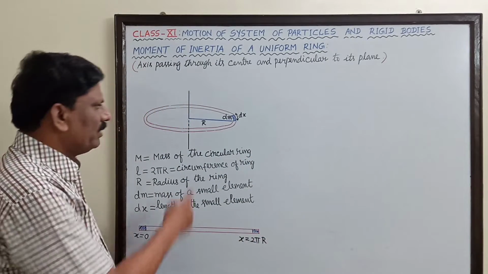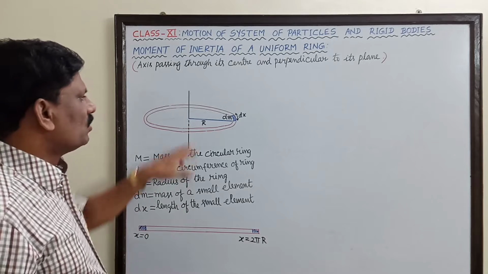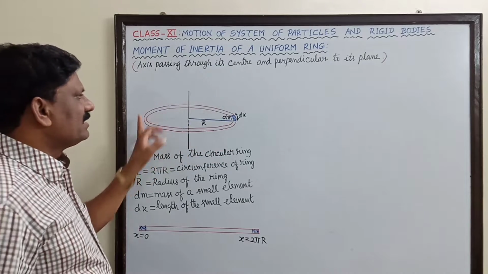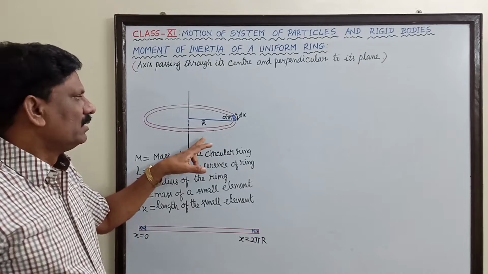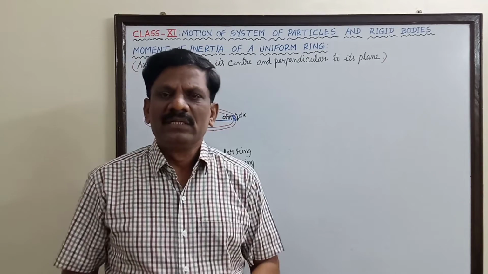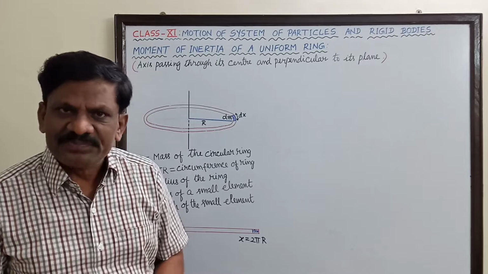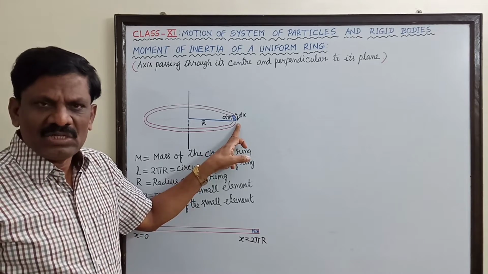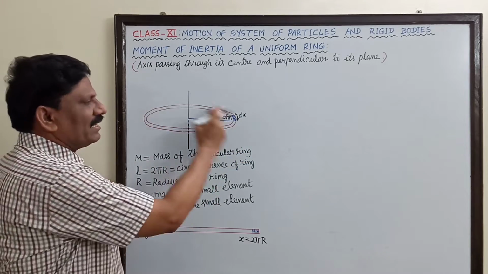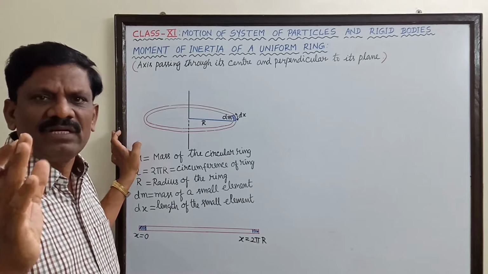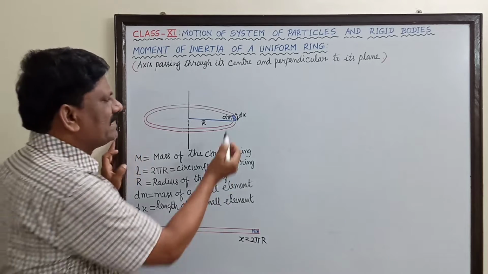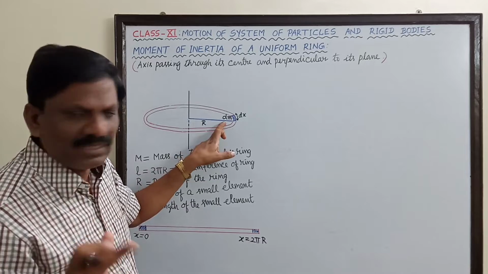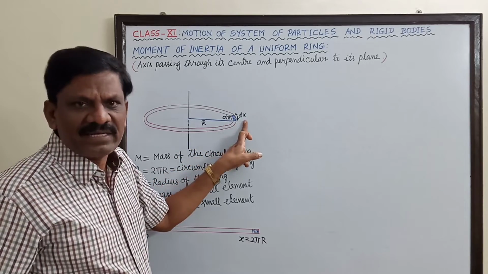Now let us consider a ring whose radius is r and its circumference is 2 pi r. As usual, we will find the moment of inertia of a small portion of the ring, which is called an elementary mass or point mass. This entire ring is assumed to be made up of a large number of small elements. One such element of the ring has a mass dm and its length is dx.